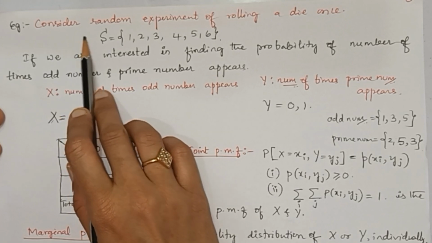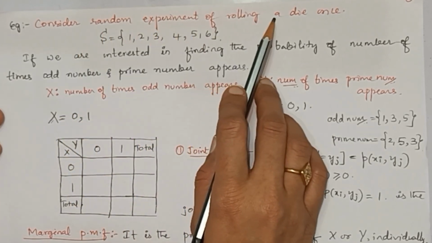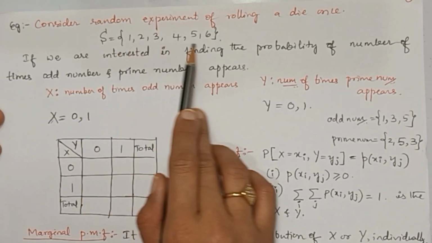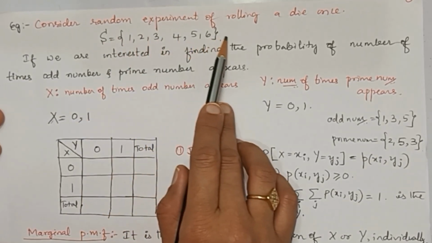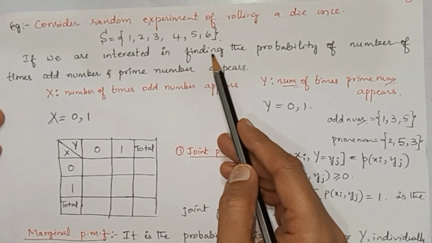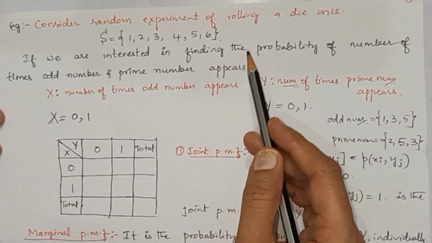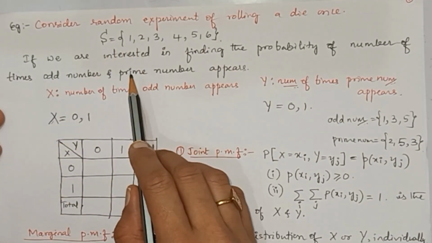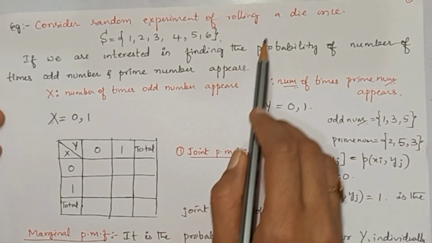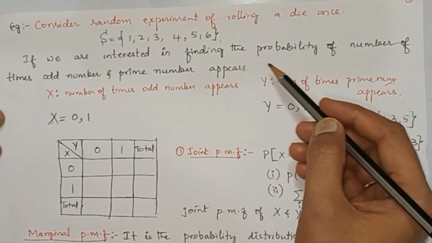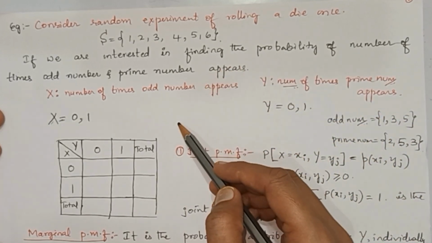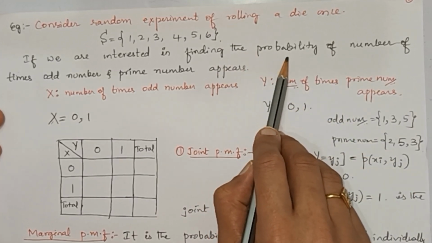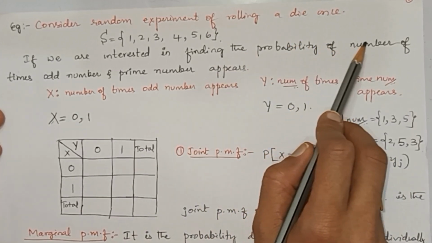Here, I'll consider a simple random experiment of rolling a die once. So when you roll a die once, you will have six possible outcomes: 1, 2, 3, 4, 5, 6. Now, if we are interested in finding the probability distribution of the number of times an odd number and the number of times a prime number appears when you roll a die once, let us see how to do that. Now, when you look at this requirement, you can see there are two discrete random variables.